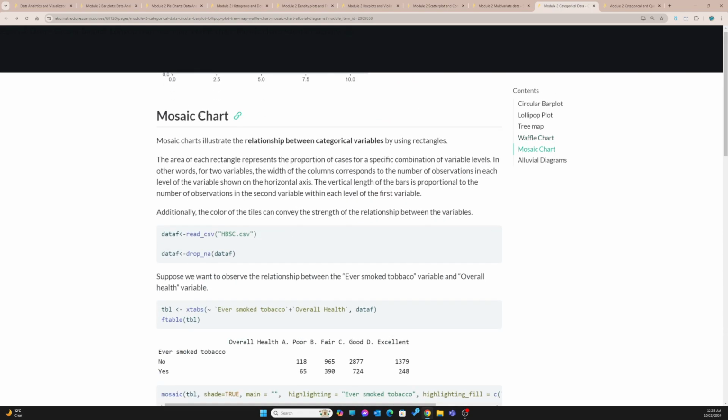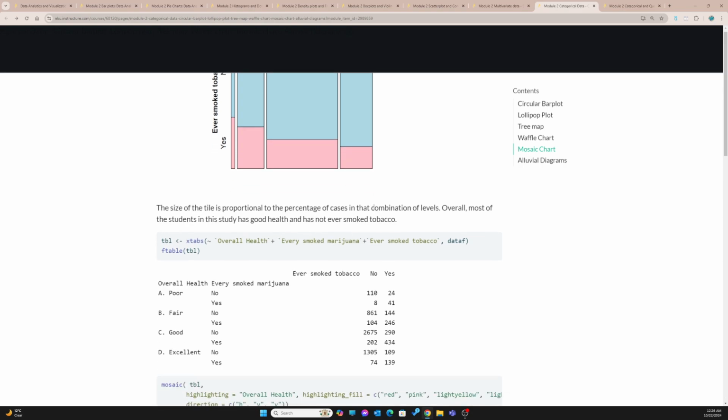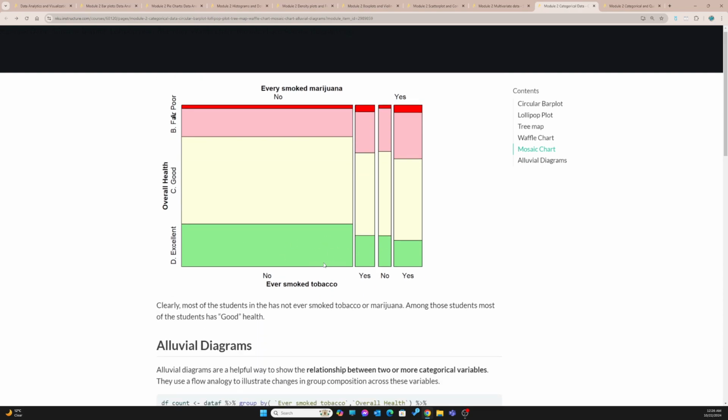Now there's one more called a mosaic chart, which shows you the relationship between variables. This is showing the relationship of overall health and ever smoked, and the comparison between these two categorical variables. If you wanted to do a test, you would do a chi-square test for these. Now it's doing it for 3: 1 variable, 2 variables, and 3 variables. So it's comparing 3 different variables at once.